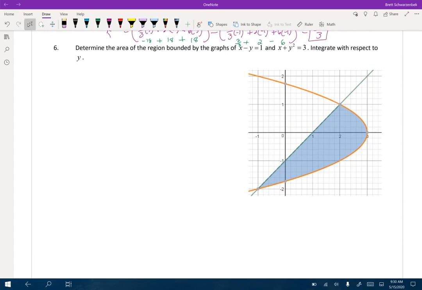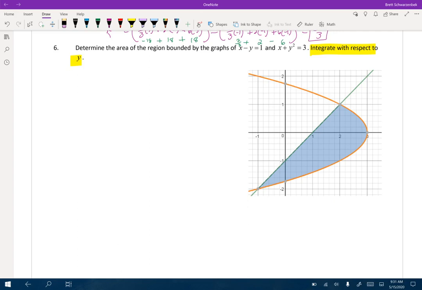Next problem. Determine the area of the region bounded by the graphs x minus y equals 1 and x plus y squared equals 3. Again, we're integrating with respect to y. Okay, right away here, we have a graph. It looks like we have a line, so this is going to be our linear x minus y is 1, and this is going to be our x plus y squared equals 3. Hopefully the first thing you note about what was given is that both of them have variables on the same side of the equation, which is not great for what we're going to do, so we're going to tackle that in a second.